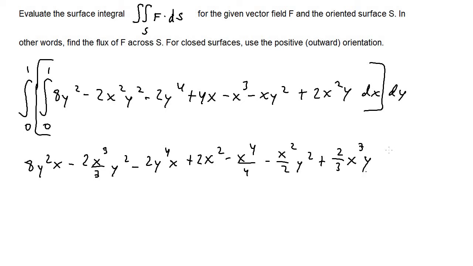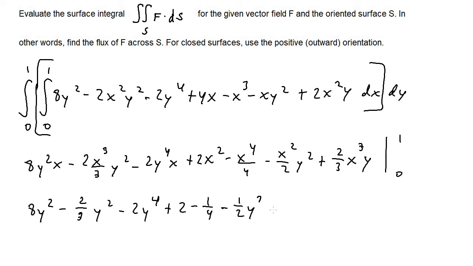So now we can evaluate from the x bounds of 0 to 1. When I plug in 1 for x, we will get 8y squared minus 2 over 3 y squared minus 2y to the fourth plus 2 minus 1 over 4. We get minus 1/2 y squared, and then plus 2/3 times y. Now minus, when I plug in 0 for x, the good thing is everything will just be 0, so that will cancel out.